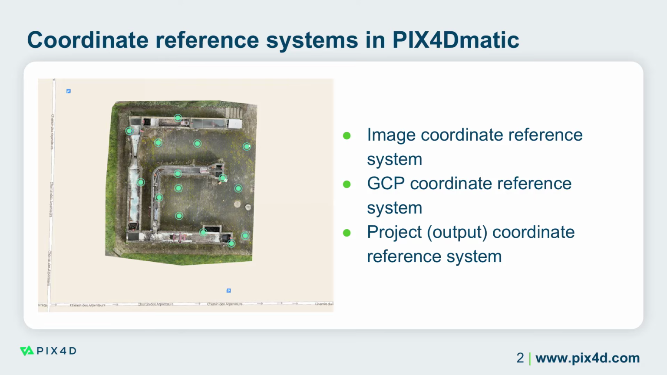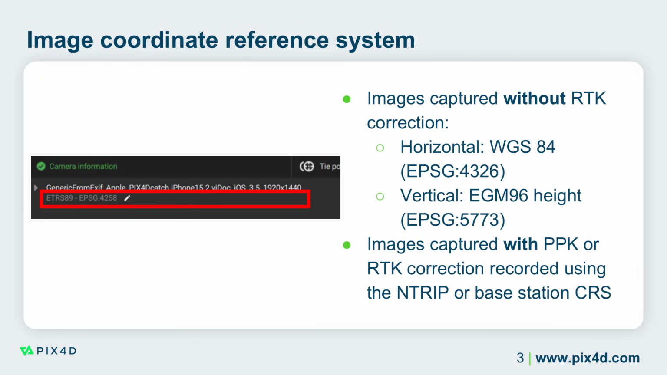When working with Pix4Dmatic, there are 3 coordinate reference systems to be aware of. This video will concentrate on working with known coordinate reference systems, or CRS for short. The image coordinate reference system is assigned automatically to the images when captured. For most imagery, including drones, the WGS84 horizontal coordinate reference system is used.